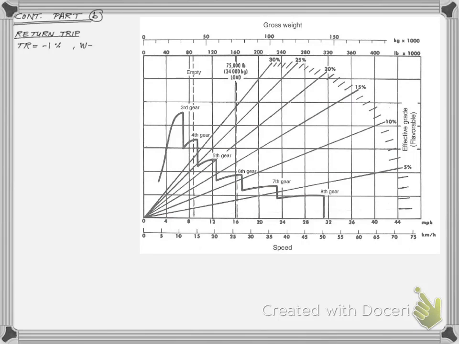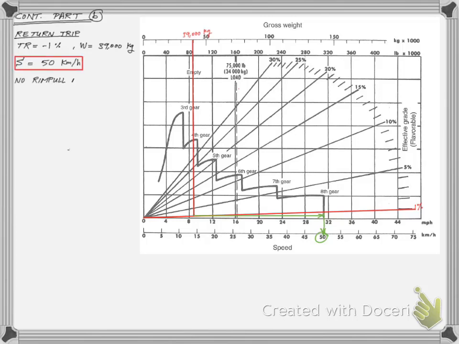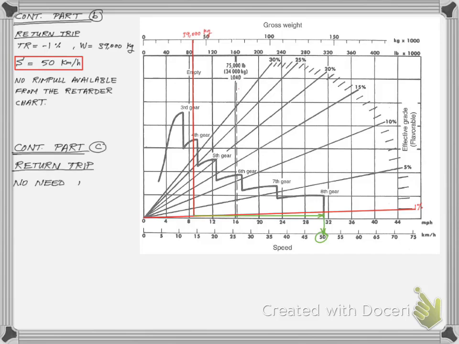We will repeat the same steps for the return trip, but by using the retarder chart. We find that the scraper will be limited by the maximum speed possible of 50 km per hour. There is no Rempel provided by the retarder chart as there is no real resistance to overcome. For part C, we simply don't need to check for slippage as there is no Rempel needed.